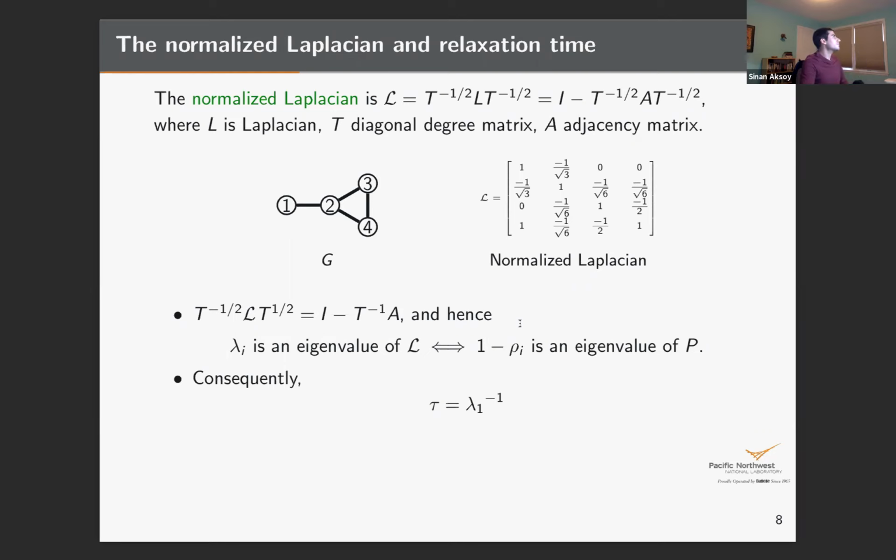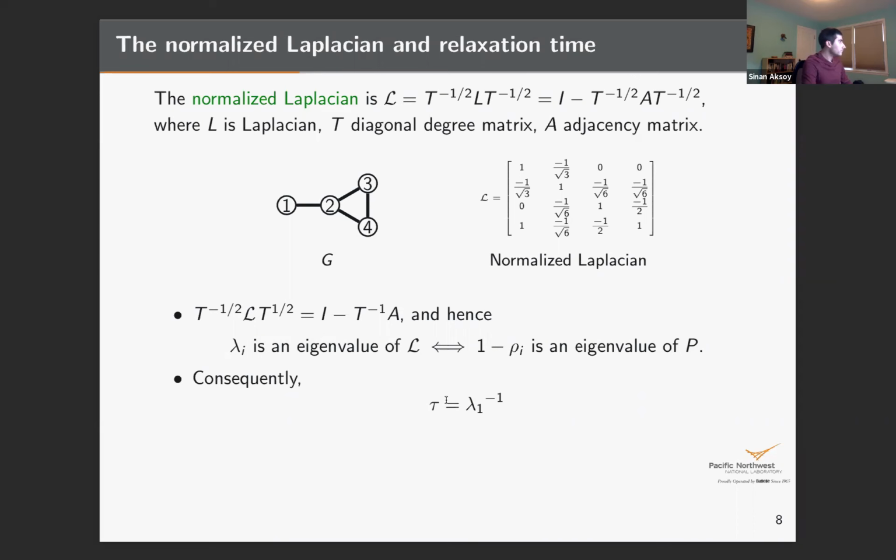So the normalized Laplacian really captures, for that reason, a lot of random walk properties. And so we can also see that this relaxation time tau that we mentioned from before is really just exactly the same thing as 1 over this second smallest eigenvalue of the normalized Laplacian.